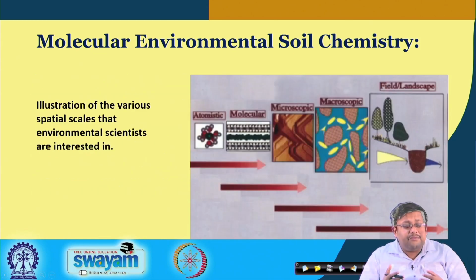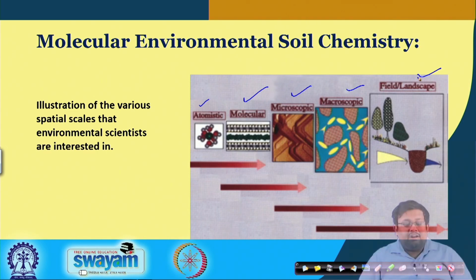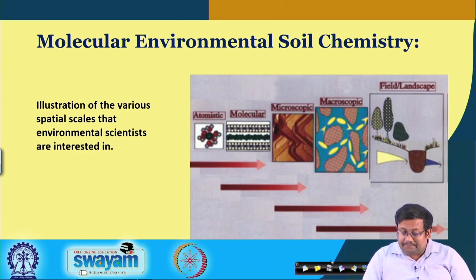If you see the illustration of various spatial scales that environmental scientists are interested in, you can see they are interested from the atomic level to the molecular level, to the microscopic, macroscopic, to the field and landscape levels. So, this is basically a comparison of the relative spatial extent of different levels of molecular environmental soil chemistry.